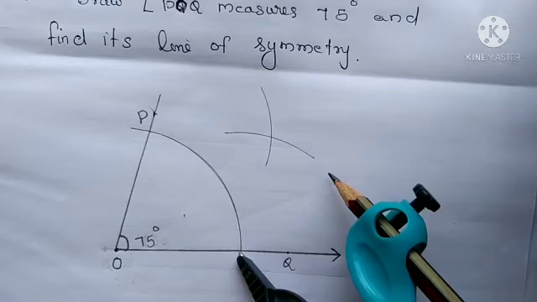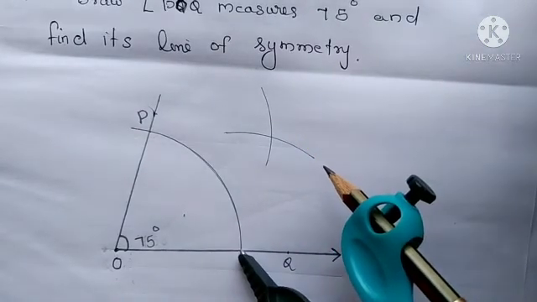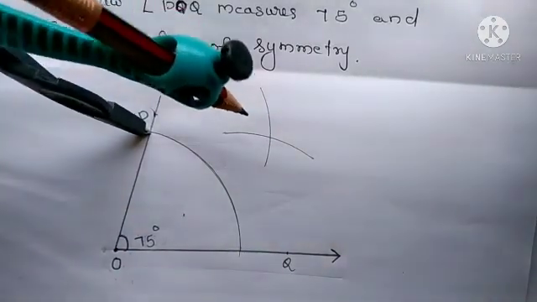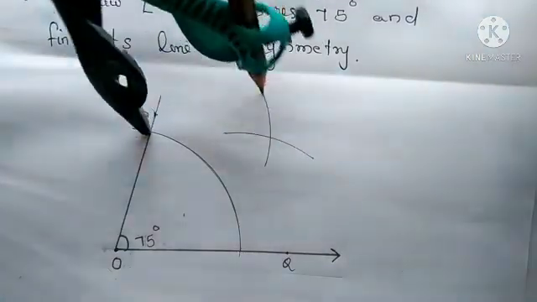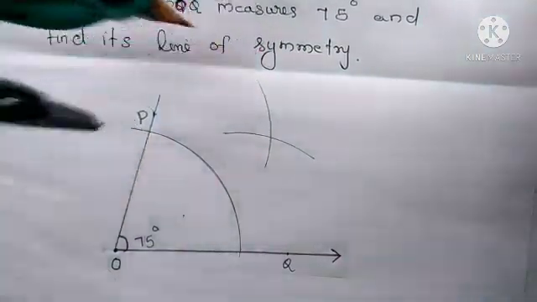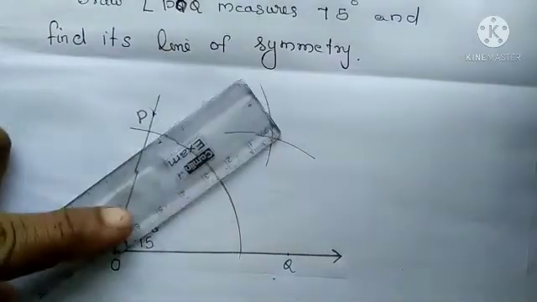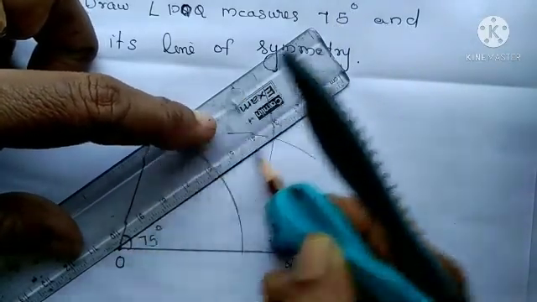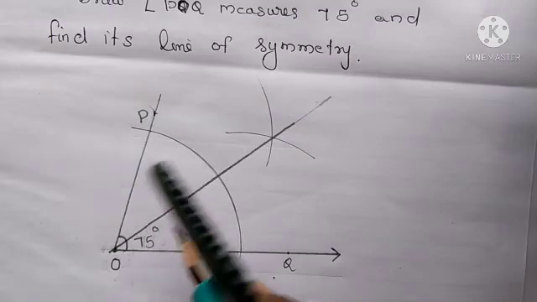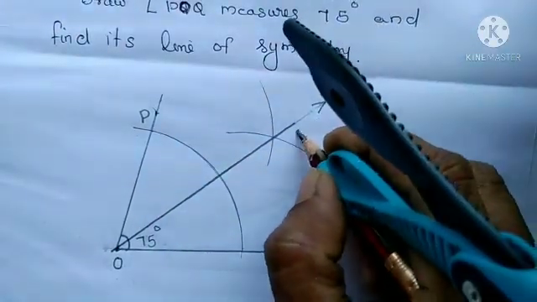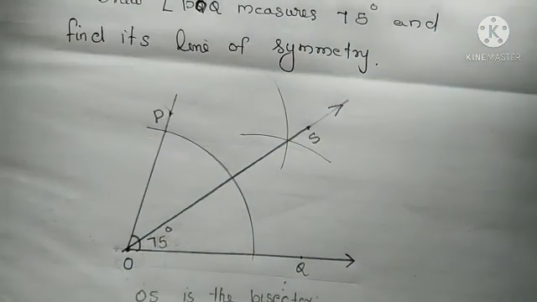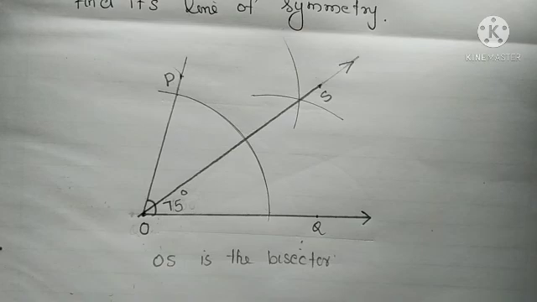From this point, this arc cuts on this line OQ, and again from the line OP, from this intersecting point, also with the same radius we will draw arc. Next step, this meeting point we will join to the vertex of the given angle. Okay, now this is the bisector. We can give a letter S. So OS is the bisector. Understood? OS is the bisector of the angle POQ. Okay, this is the way to draw a bisector.